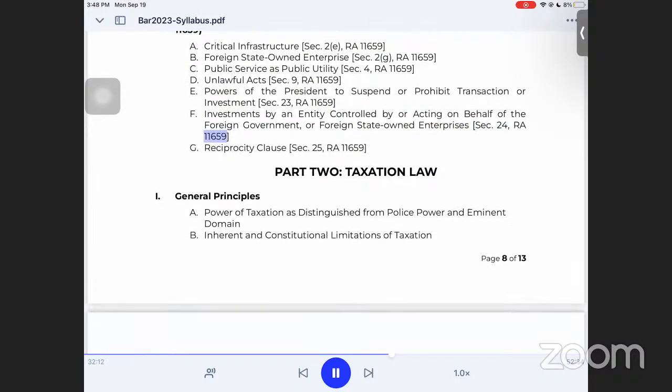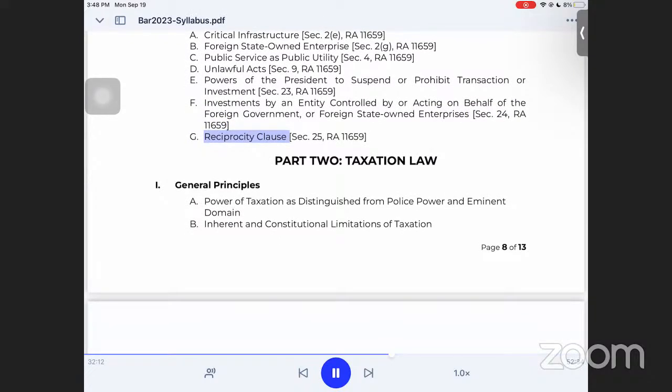24, RA 11659. G. Reciprocity Clause, Sec. 25, RA 11659.